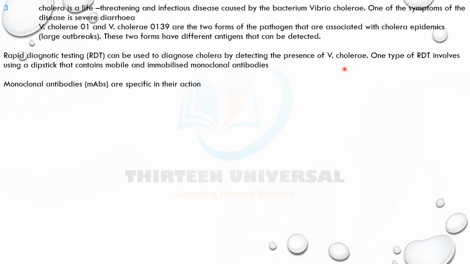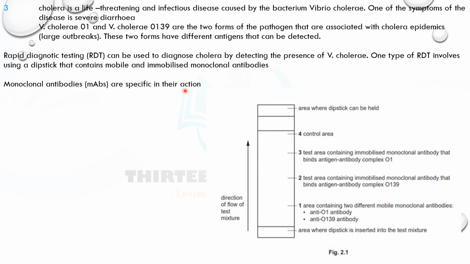One type of RDT involves using a dipstick that contains mobile and immobilized monoclonal antibodies. Monoclonal antibodies, mAbs, are specific in their action. You can see that. Please study this. The dipstick is inserted into the sample. Area number one contains two different mobile monoclonal antibodies that can recognize O1, so anti-O1 antibody, and anti-O139.